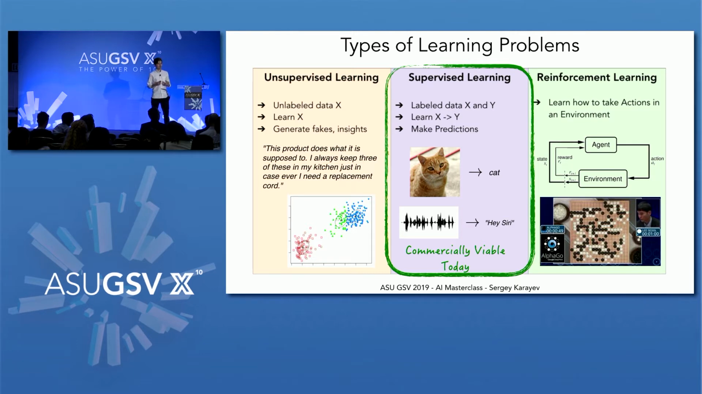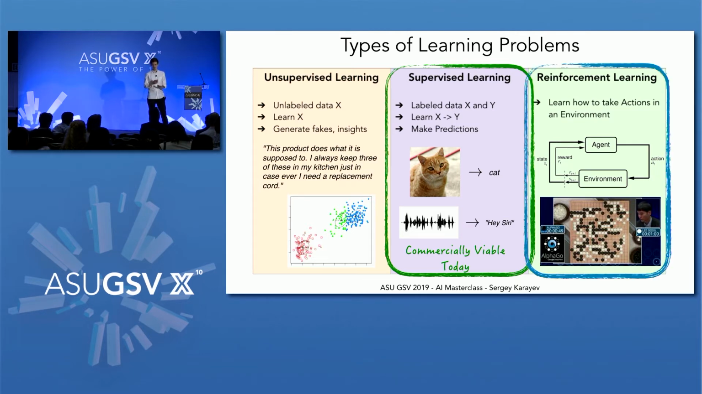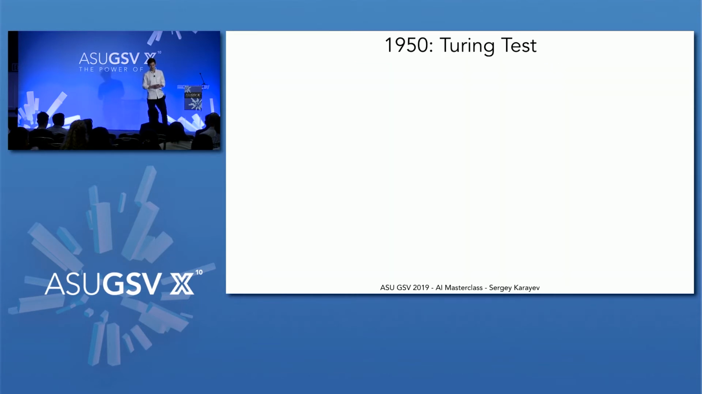This is commercially viable today, supervised learning. And so most people, when they say they do AI, are doing supervised learning. Reinforcement learning is kind of coming to the fore. That's probably going to be the next wave of commercialization. Unsupervised learning, there's no compelling commercial uses of it just yet.